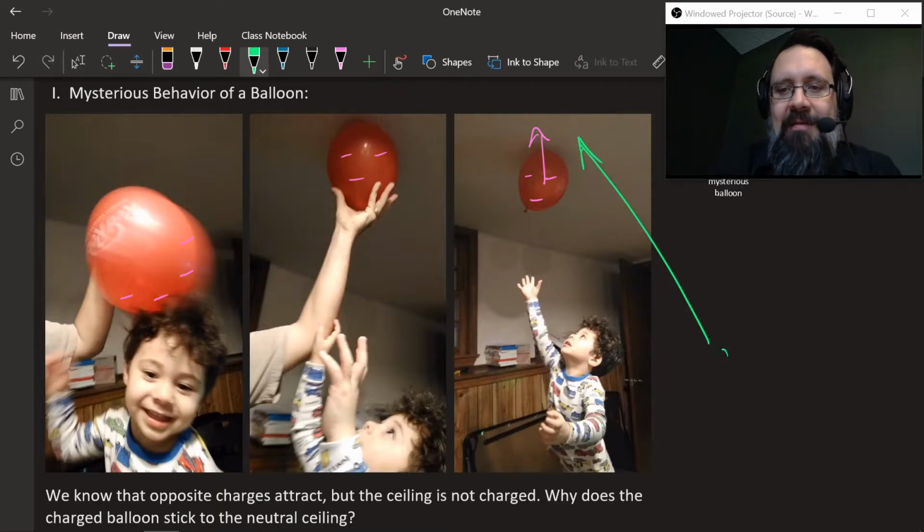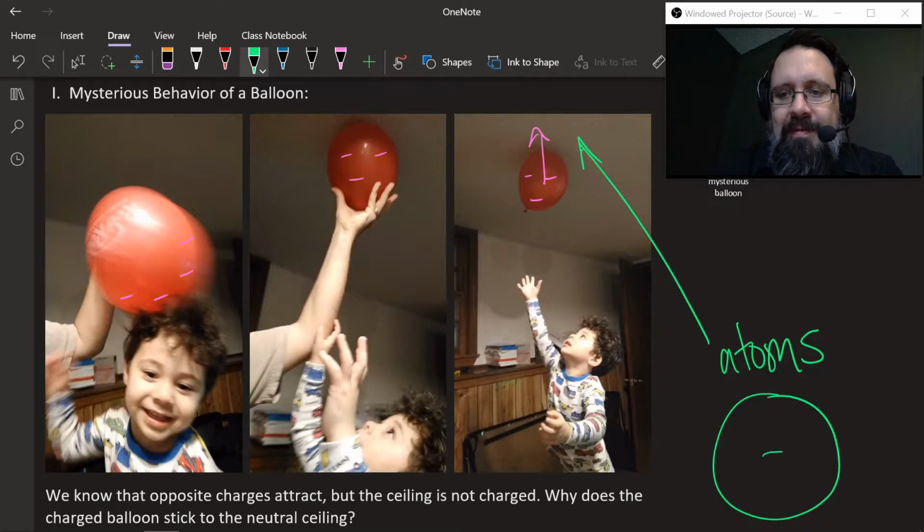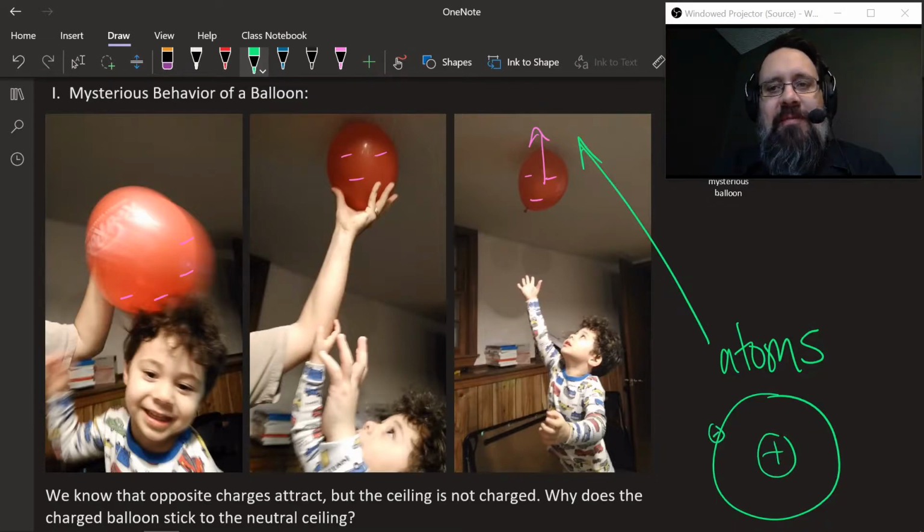So what is the ceiling made of? The ceiling is made of atoms. But atoms have a neutral charge. So you have the same number of electrons and the same number of protons. So the atoms are neutrally charged. So there is no net charge in the ceiling. But in the balloon, there is a net charge because electrons have been transferred off his hair onto the balloon. So the balloon has picked up this extra negative charge. So this is weird. Why would a charged object be attracted to a neutral object?